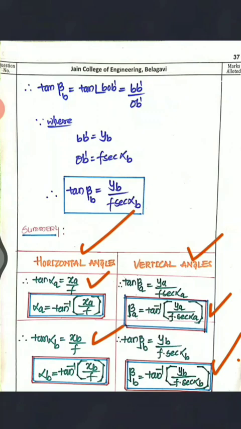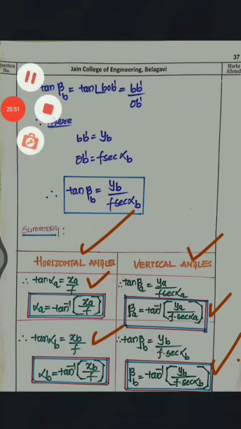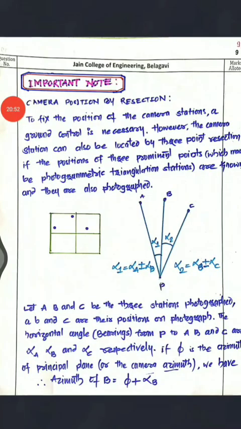Now this is the derivation, this is the first derivation. You have to remember these important formulas. Now one more important thing that we are going to discuss is the azimuth, right? The camera azimuth and a particular point's azimuth, the object's azimuth, is very important. Now before that, let's go with the camera position by resection. So I'll read it out and I'll tell you how to get the azimuth.